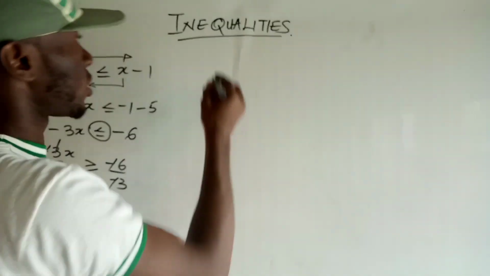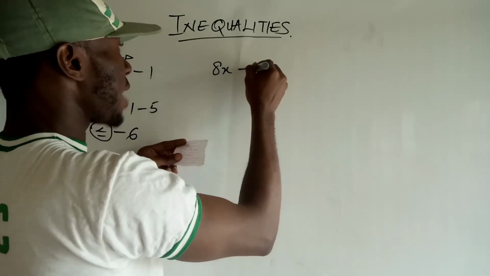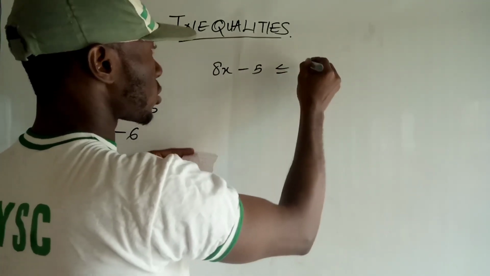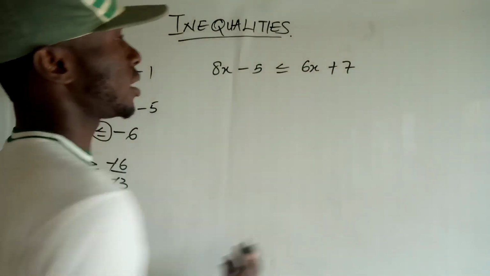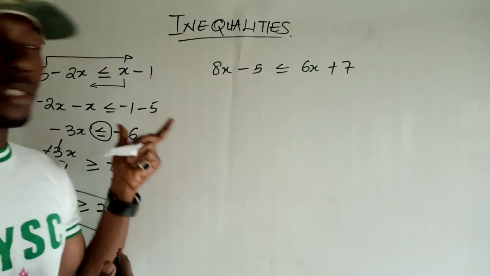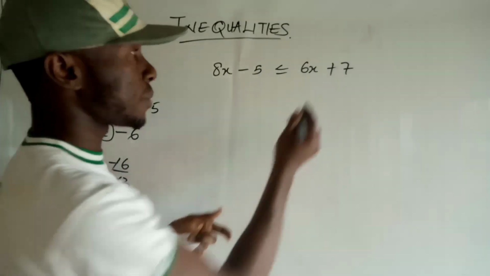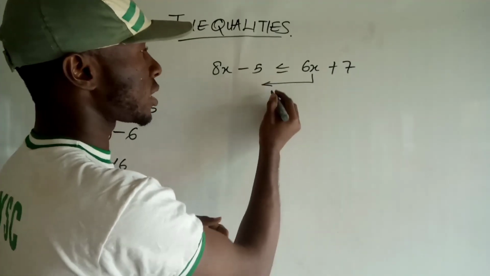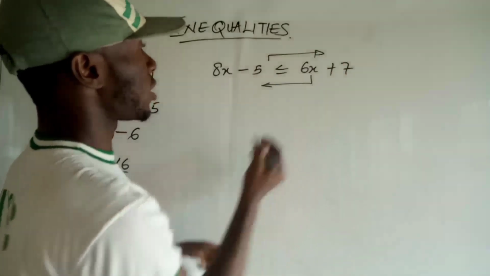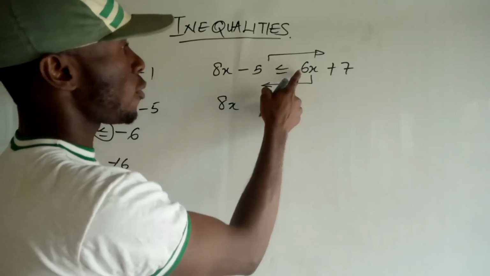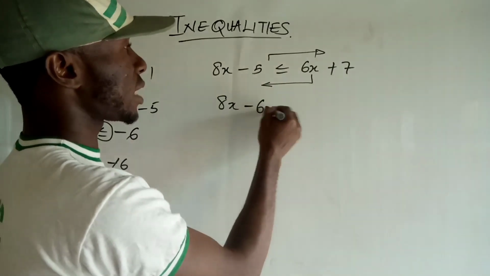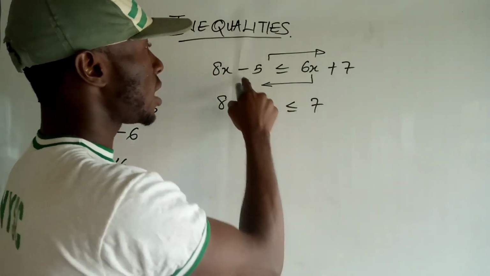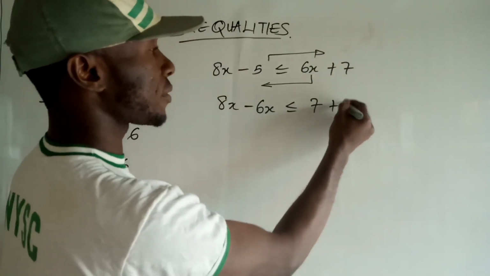Our second question is 8x minus 5 is less than or equal to 6x plus 7. This is just something like what we just treated. So you want to collect like terms. You want to take this guy to this side of the inequality and this guy to the other side of the inequality. So we have 8x. When this guy comes over, it becomes negative 6x less than or equal to 7. And when I go over to this side, it becomes positive 5, right?